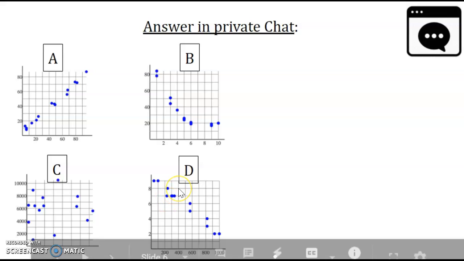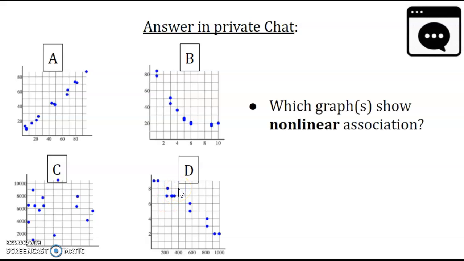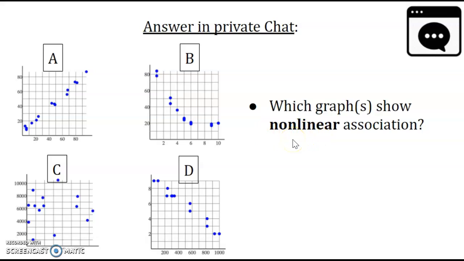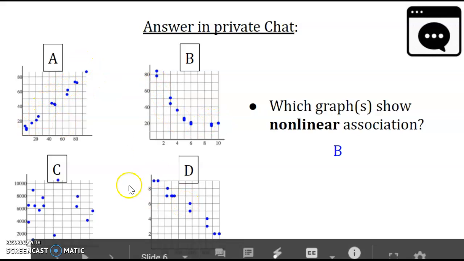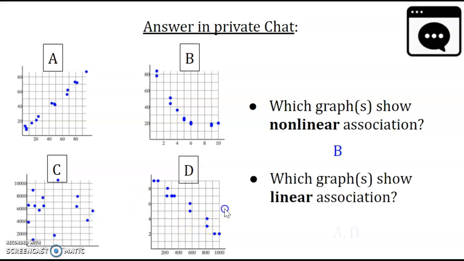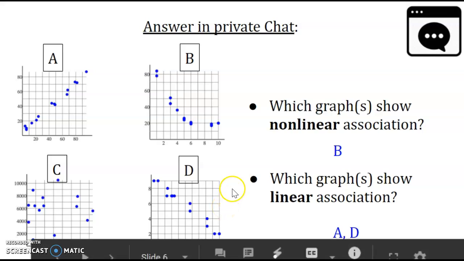So I want you to tell me in private chat now, which graph shows nonlinear association? Remember, linear means a straight line. So nonlinear means something that is not a straight line, or curved. So which one looks like it's nonlinear association? A, B, C, or D? It's B, because B looks like a curved line, while A looks straight and D looks like a straight line. Which graph shows linear association? A and D. While as for C, I would say no association on that.